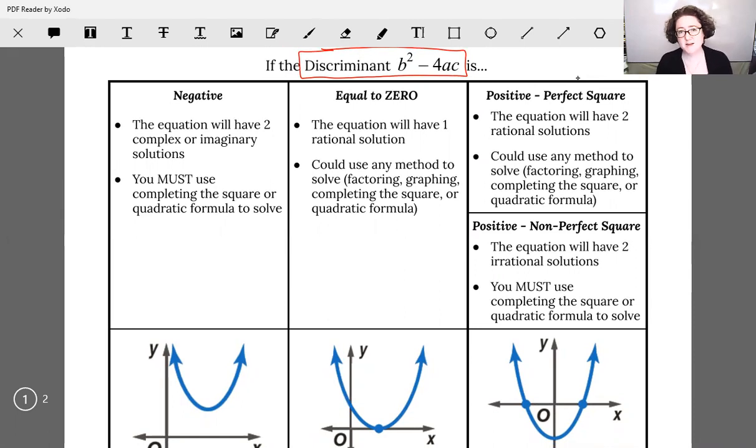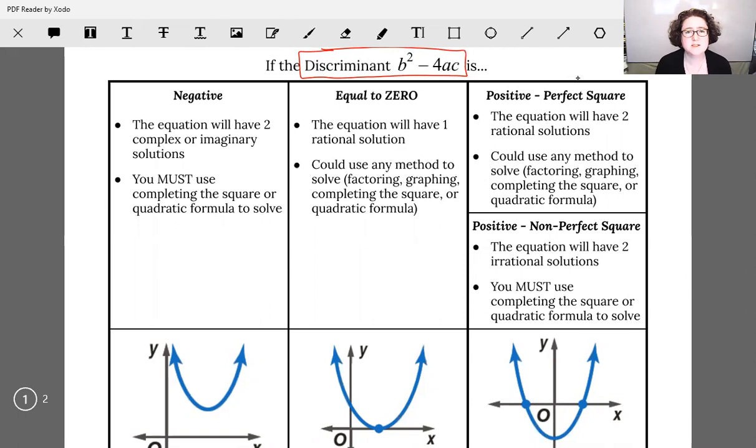So when we have a negative discriminant, that means we'll have two solutions that are both complex or imaginary values. And if we're going to get a solution for that equation, we have to use the quadratic formula to do that. There's no other way that we know of right now to get those complex answers out.